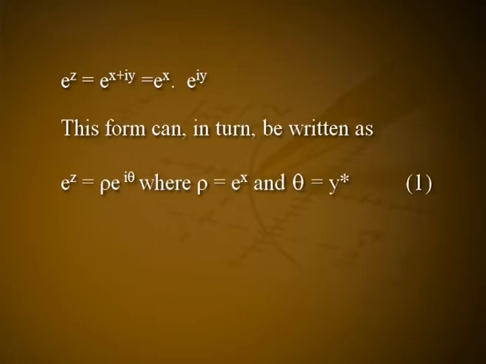When z is the pure imaginary number i theta, expression star becomes e^(i theta) = cos theta + i sin theta, which is Euler's formula. e^z = e^(x + iy), which is equal to e^x into e^(iy). This form can in turn be written as e^z = rho e^(i theta), where rho is equal to e^x and theta is equal to y. Consider this as equation 1.